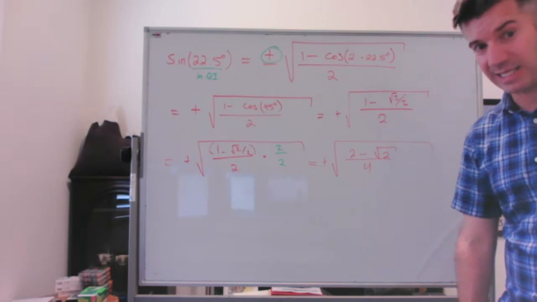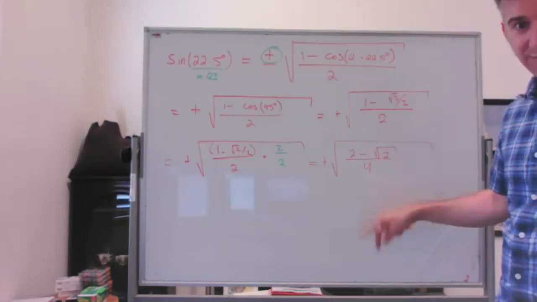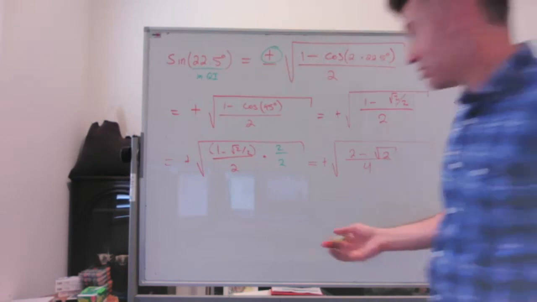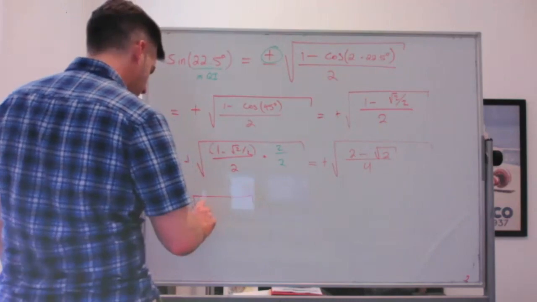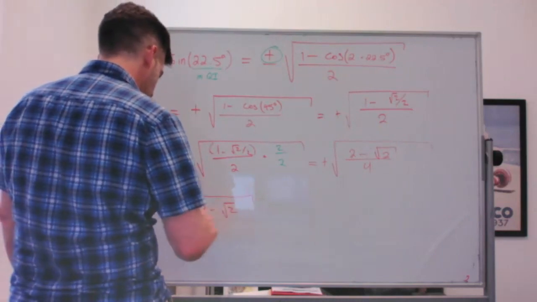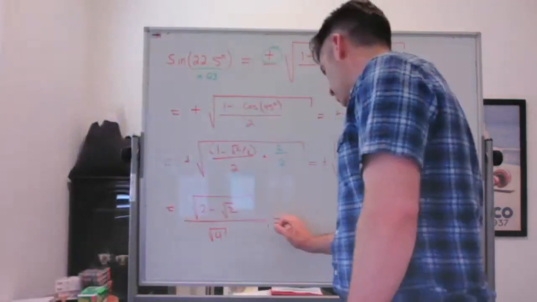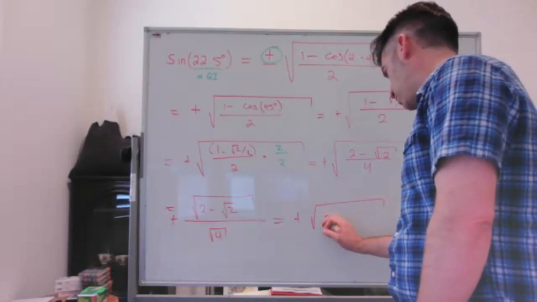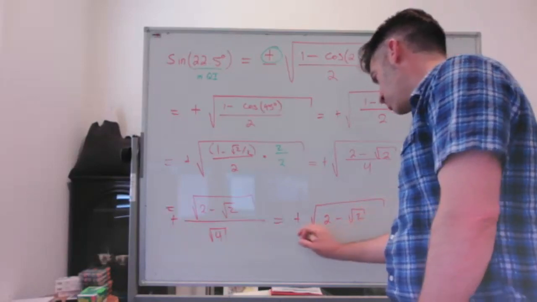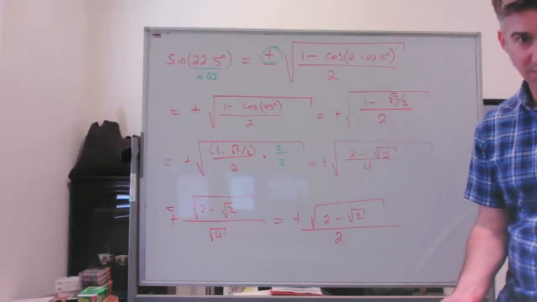And then there's one last step. What's the square root of 4? It's 2. So we can rewrite this as the square root of 2 minus root 2 all over the square root of 4. But that's the square root of 2 minus root 2 all over a 2 that is not inside the square root.